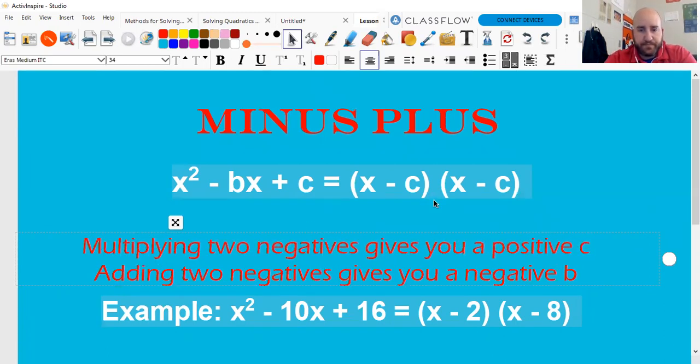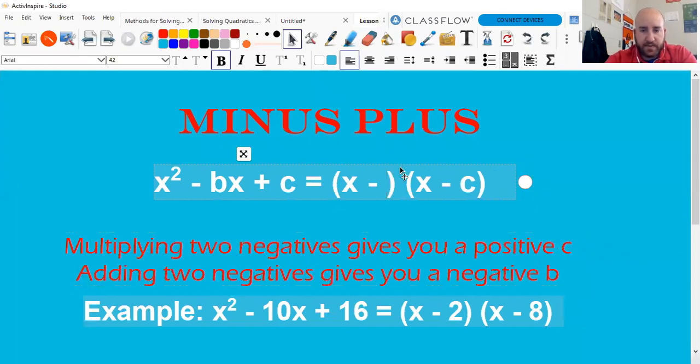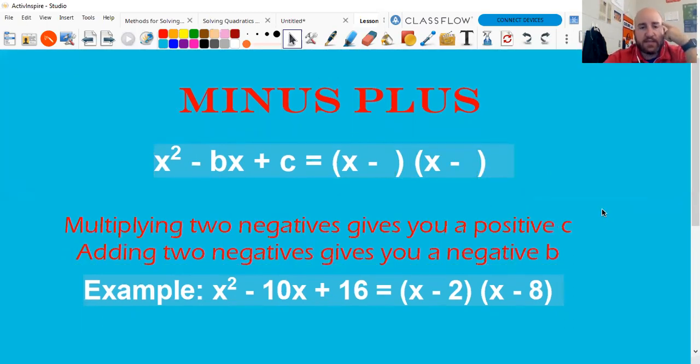All right. Oh, and this one too. These weren't supposed to be C's right there. They're supposed to just be blanks. I guess I did not say that like I thought I did. Okay. All right, minus plus.